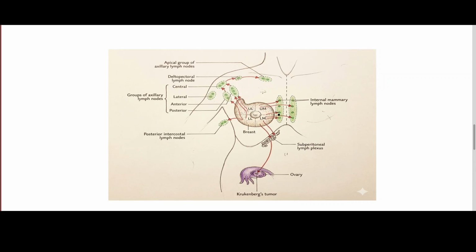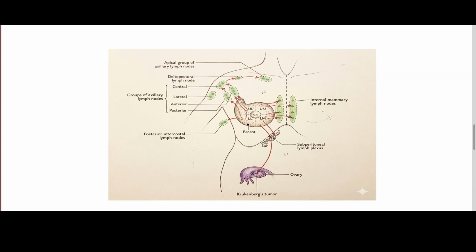Now we have the medial quadrant. It majorly drains into the internal mammary lymph nodes. Some lymphatics here can also cross to the opposite breast. This pathway accounts for about 20% of total lymph drainage of the breast.